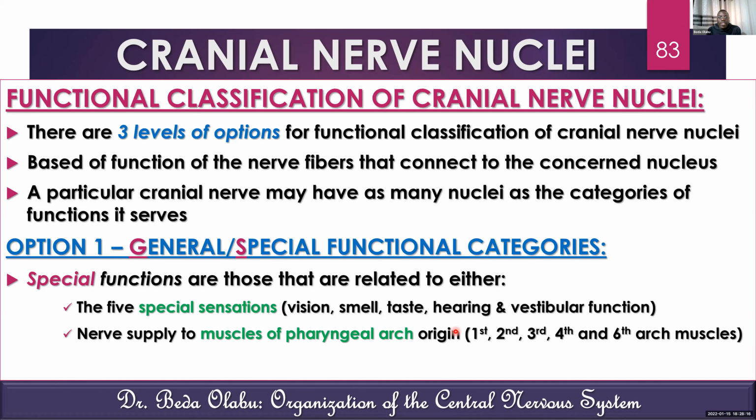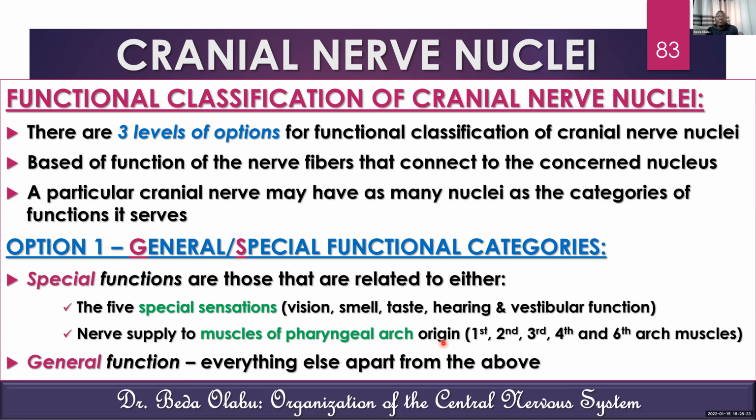So if something does not belong to any of those two, then we call it general. Anything that does not belong to that category is termed general. So if you know a nucleus that does not qualify to be in the pathway of a special sensation, and it's not a nucleus that's giving rise to nerves which go to muscles of pharyngeal arc origin, then that nucleus is a general nucleus.